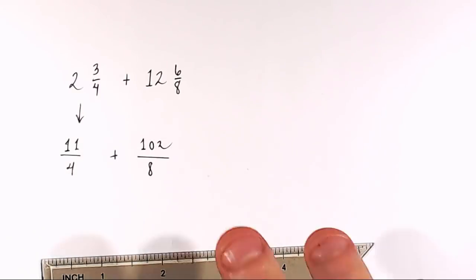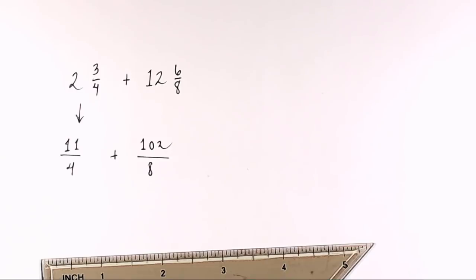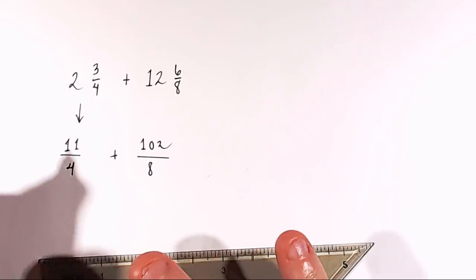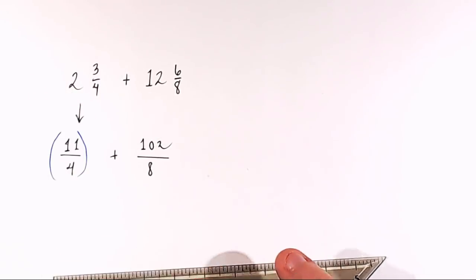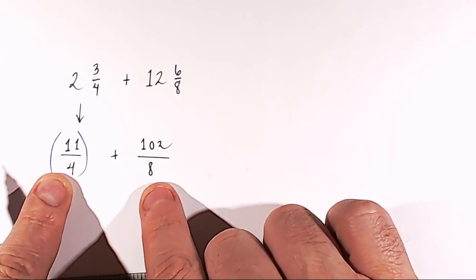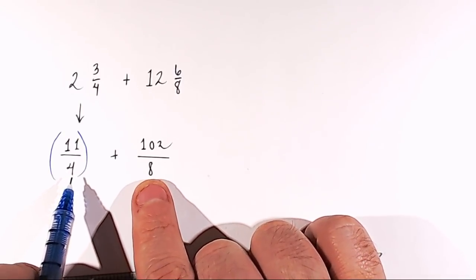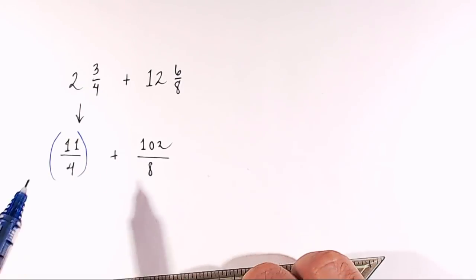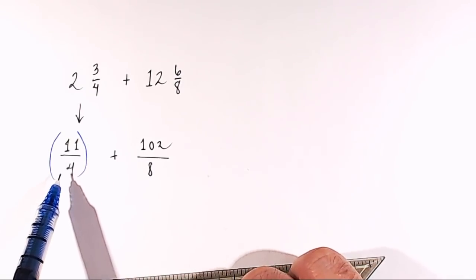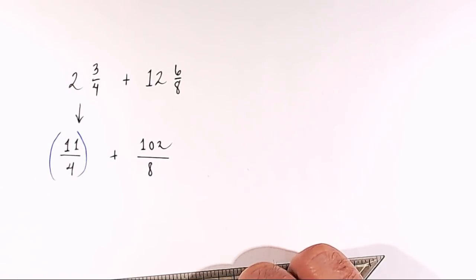Well, we can't add these yet because they don't have common denominators. It is relatively simple to make this first improper fraction have the same denominator here because the lowest common denominator is going to be 8. So what do I have to do to 4 to make it an 8? I have to multiply it by 2.